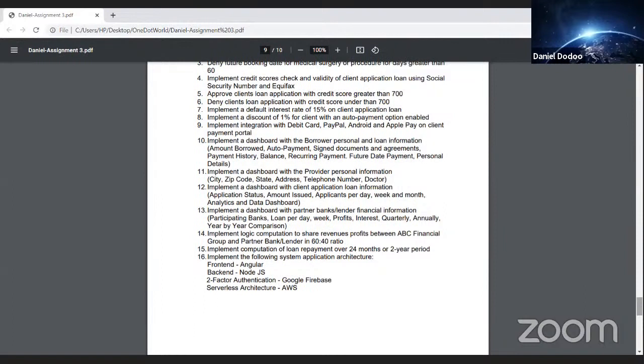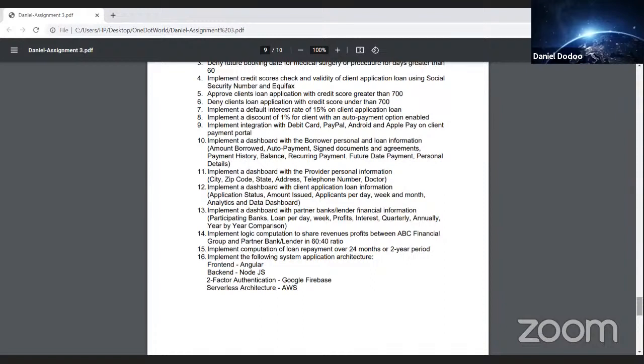Also implement a dashboard with a partner bank or lender finance information. So all this information is going to our lenders and partner banks. So participating banks, loan per day, per week, profits, interest, that is quarterly, annually, and year-by-year comparison.